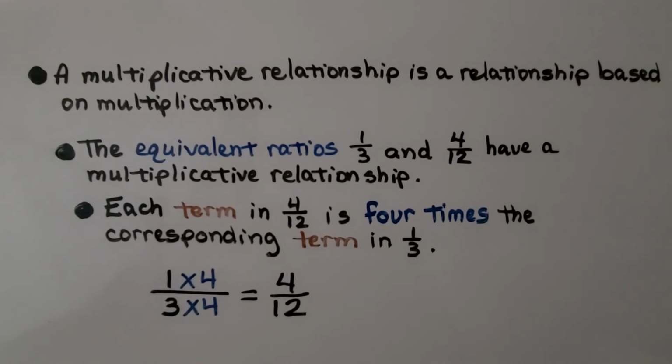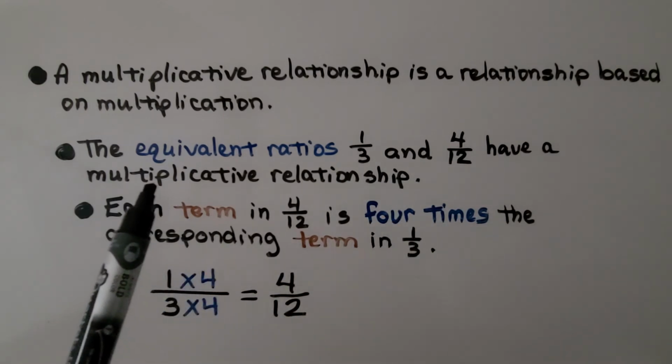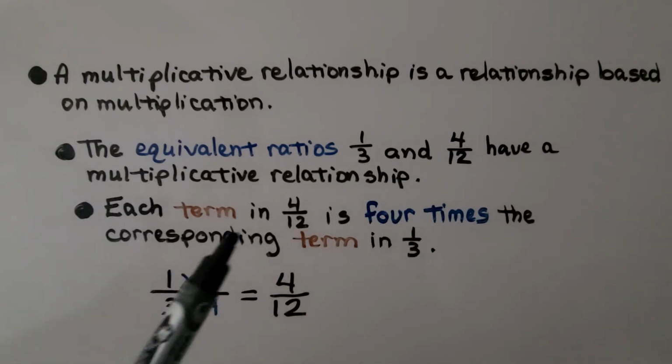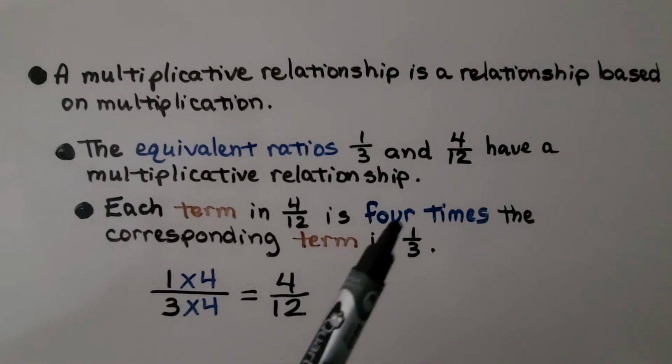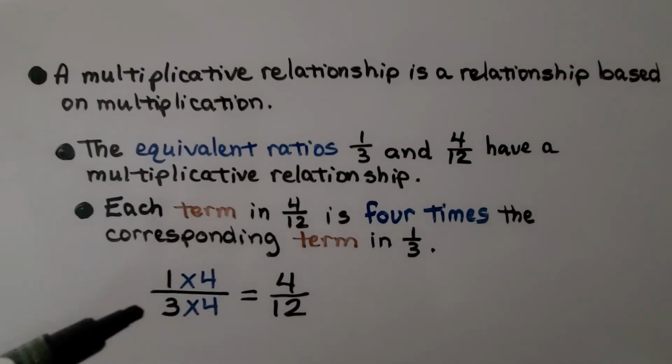A multiplicative relationship is a relationship based on multiplication. The equivalent ratios 1/3 and 4/12 have a multiplicative relationship. Each term in 4/12 is 4 times the corresponding term in 1/3. We multiply the 1 times 4, we get 4. We multiply the 3 times 4, we get 12.